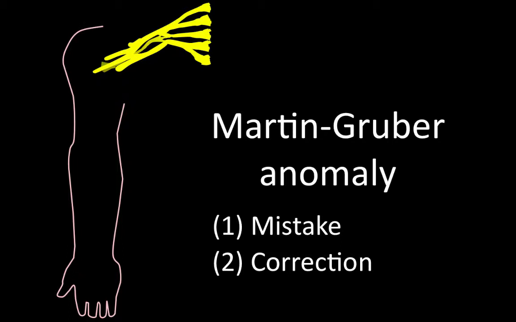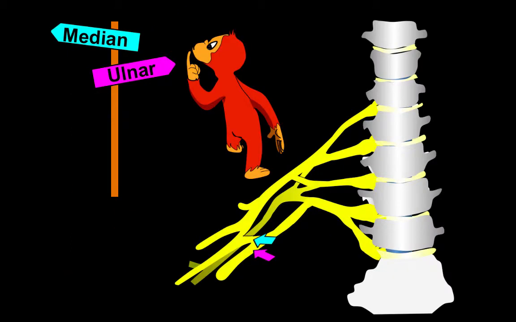Now, let's start our description of the Martin-Gruber anomaly. This anomaly is the result of a routing mistake and a subsequent rerouting correction. I will first describe the routing mistake. The routing mistake takes place in the distal segment of the medial cord of the brachial plexus. Normally, fibers that ultimately innervate the median hand muscles travel with the median nerve, indicated by the aqua arrow. Likewise, fibers that ultimately innervate the ulnar hand muscles travel with the ulnar nerve, indicated by the magenta arrow.